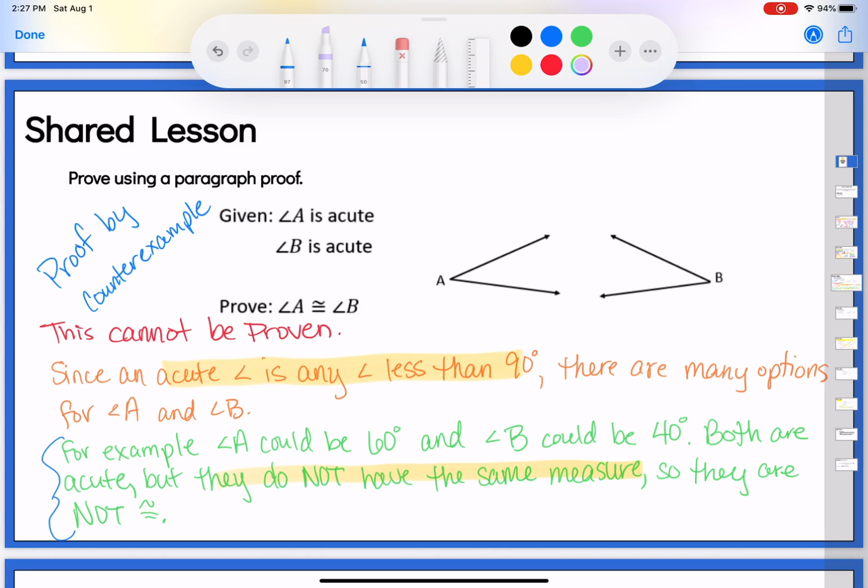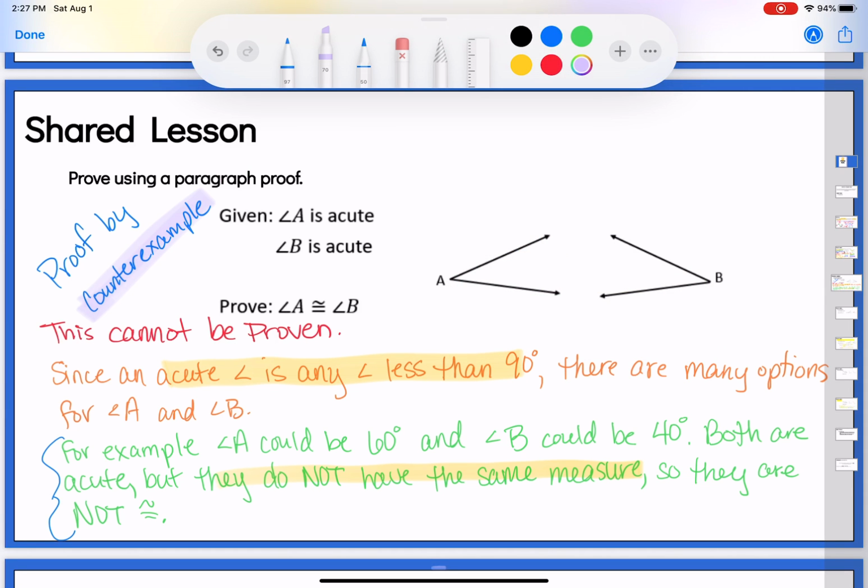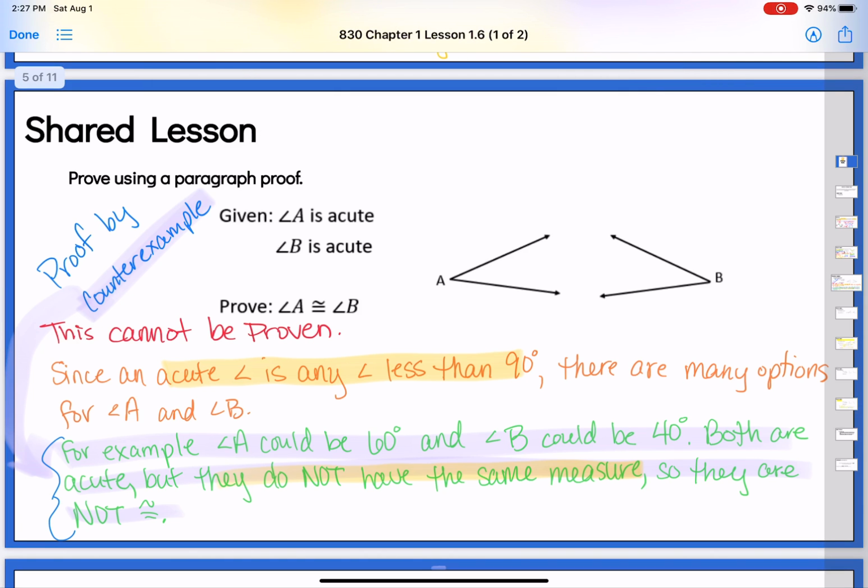So again, when I was talking about a counterexample, what I'm talking about is this part right here. That's my counterexample, where I give a specific example that does not work. So proofs by counterexample have to be done in paragraph form, and that's why we have to learn paragraph proofs, because that does happen. Sometimes you can't prove things.